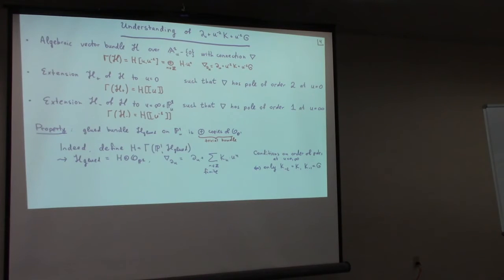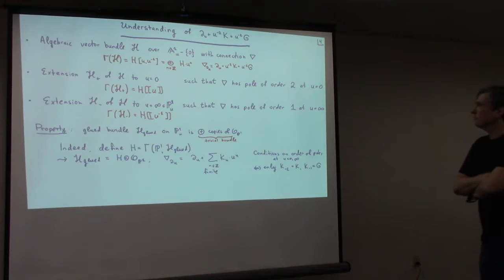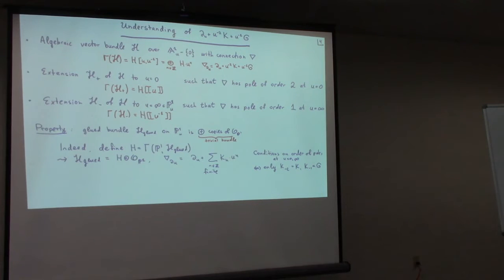So now we want to understand what it means to have such a connection. We can approach it in the following way. First of all, if we remove 0 from an affine line, then I get a trivial vector bundle with an algebraic connection, with the same bundle. And sections of the bundle are Laurent polynomials in U with values in my vector space.